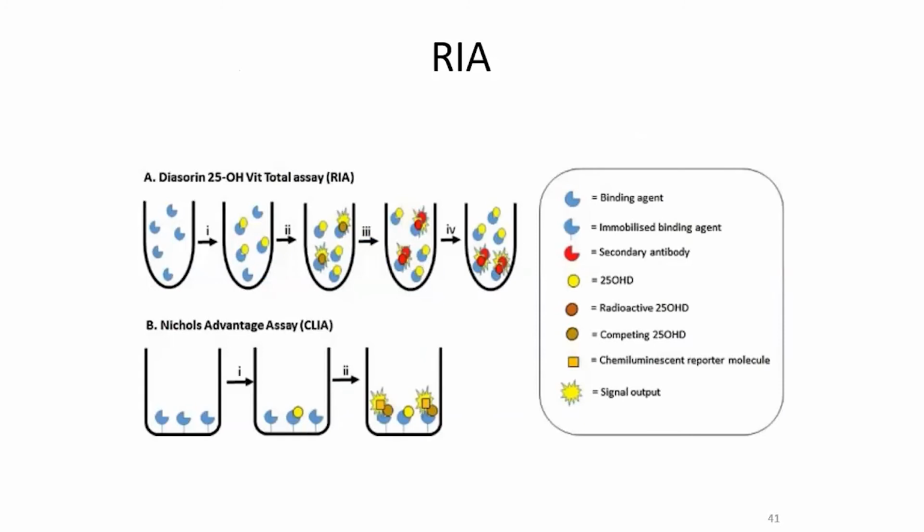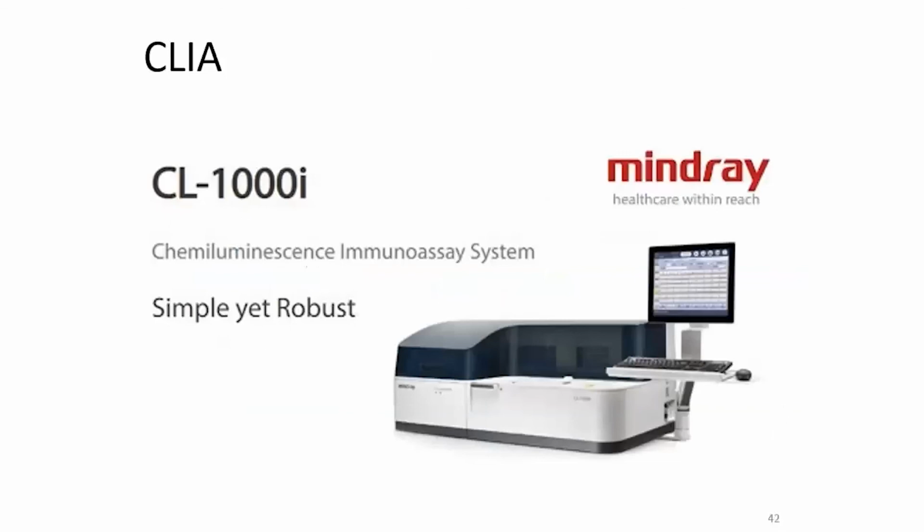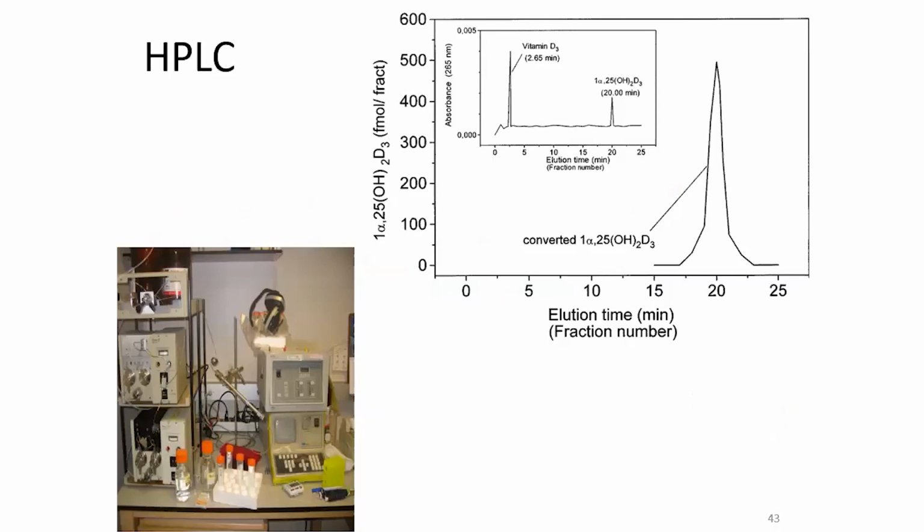RAA was also available, but I don't have any experience of working with RAA. Presently, we are using the CLIA technique. Our equipment is from Mindray, the CL1000I, chemiluminescence immunoassay. It's simple, user-friendly, technician-friendly, yet robust, very stable equipment as far as QCs and EQAS are concerned. We are not finding much breakdown. We have been using the equipment for the last 1 year, and it is very robust to use. Fine. I'll share my experience a little later.